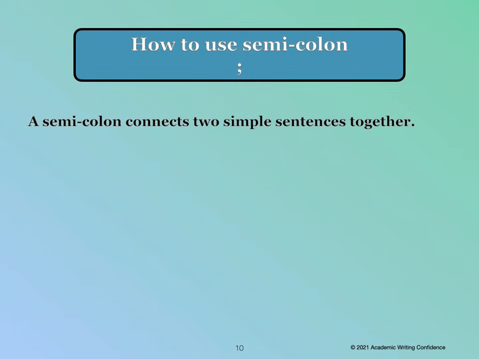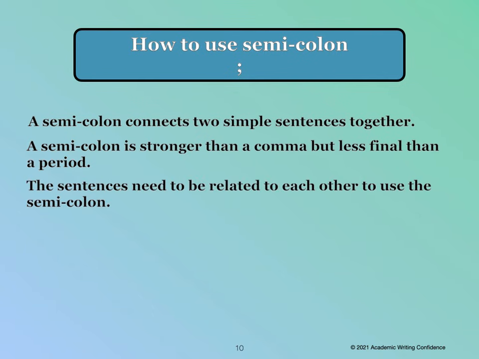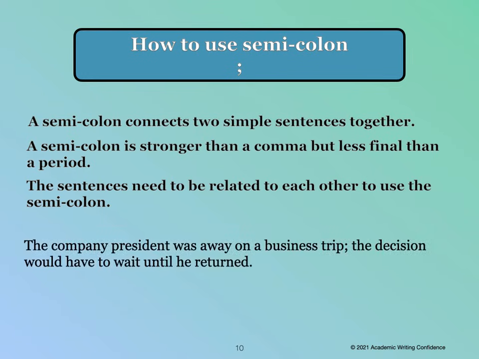Now let's talk about the semicolon. A semicolon connects two simple sentences together. Now, a semicolon is stronger than a comma, but less final than a period. And when using a semicolon, the sentences need to be related to each other. Let's look at this example. The company president was away on a business trip; the decision would have to wait until he returned.